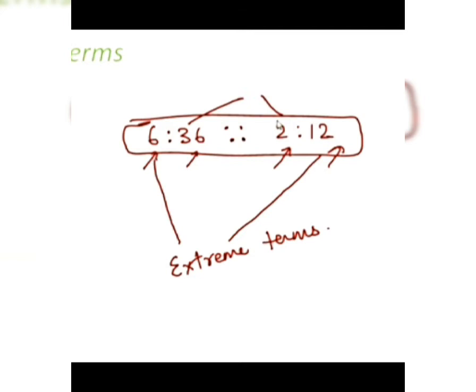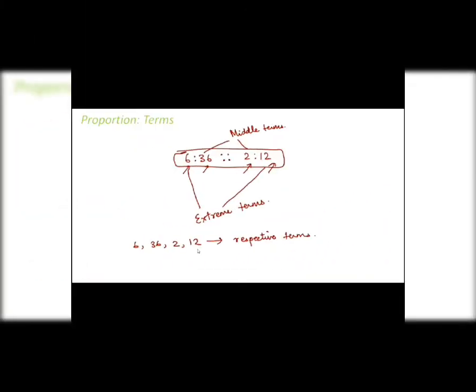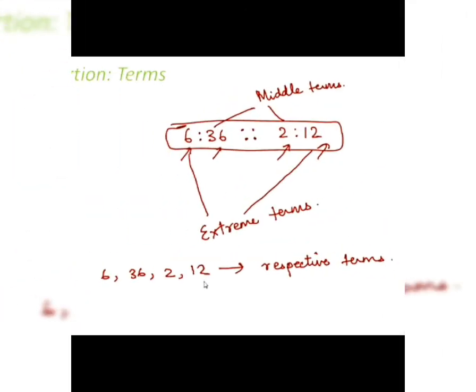And the middlemost terms, here in this case, you have 36 and 2. These terms in the center, in the middle, are called simply middle terms. So here 36 and 2 are the middle terms, and 6 and 12 are the extreme terms.